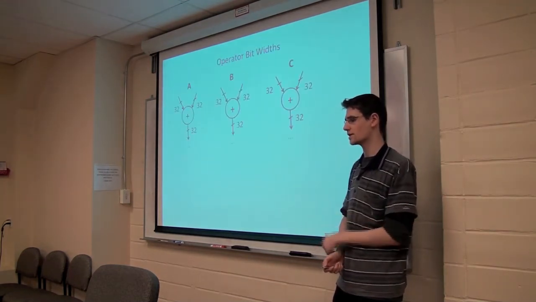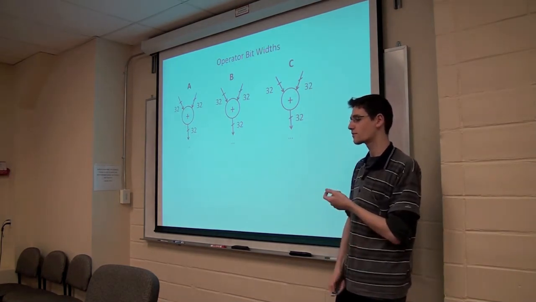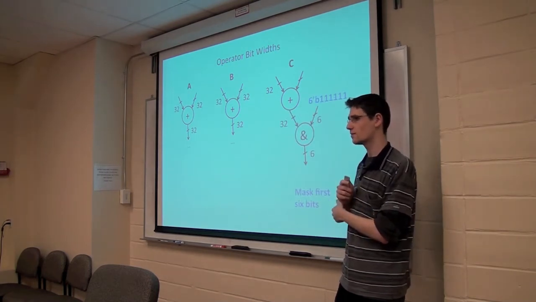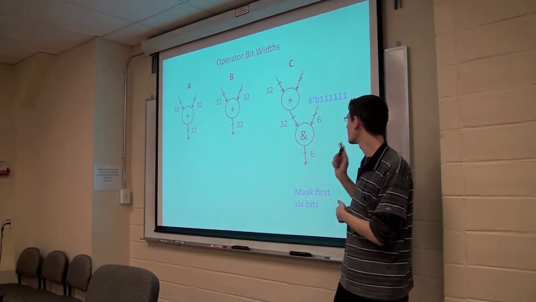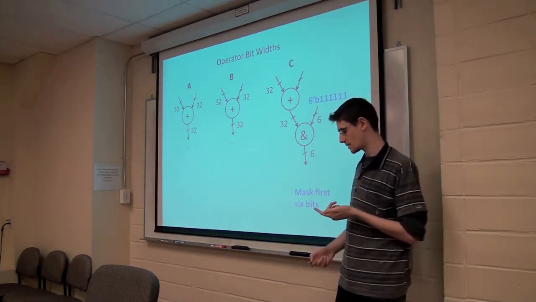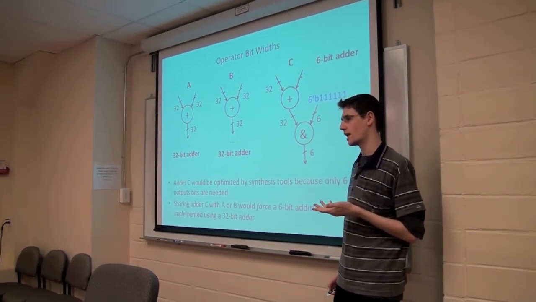So let's consider a small example. Let's say we have 3 additions, 3 adders, each are 32 bits. But let's say that for adder C, it feeds directly into a bitwise AND with a constant, binary 6 bits, so 63 constant in binary. What this does is it masks all but the first 6 bits of the addition. And so most synthesis tools will recognize this and optimize this to just a 6-bit adder.